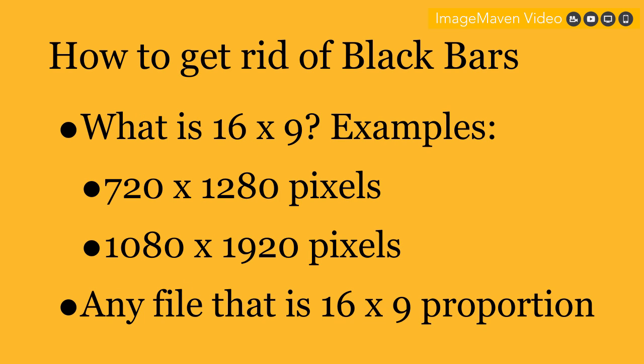So what is 16:9? Well, here's some examples of those actual measurements. 720 by 1280 pixels, which is HD video format, is 16:9 proportion, as well as 1080p, which is 1080 by 1920 pixels. Basically, any file that is a 16:9 proportion and it's inside a 16:9 video player, which most are these days, is going to fit properly and you won't get black bars.